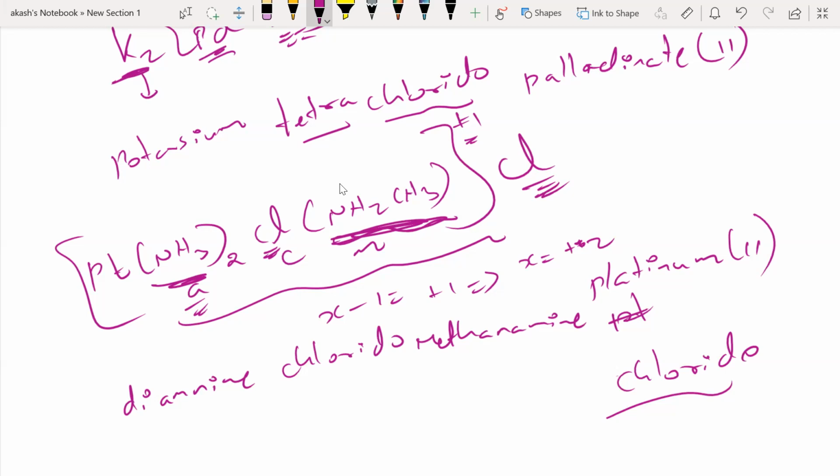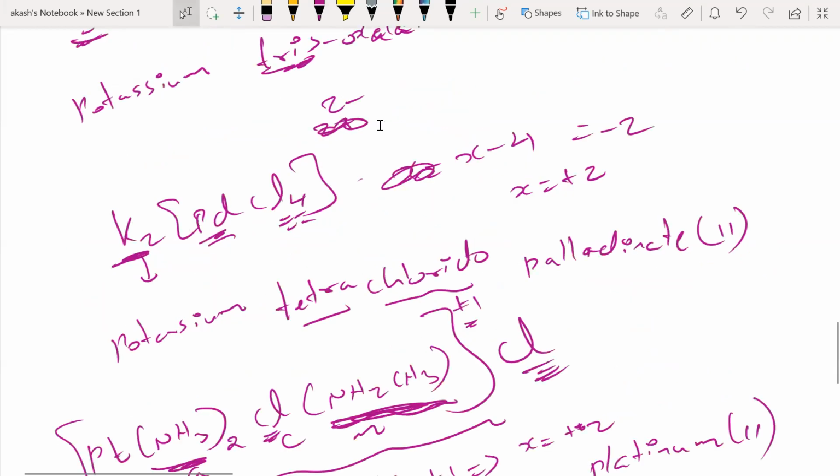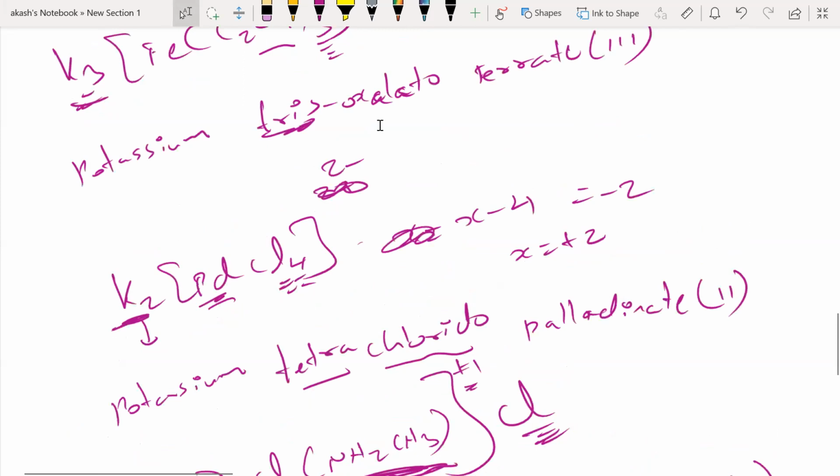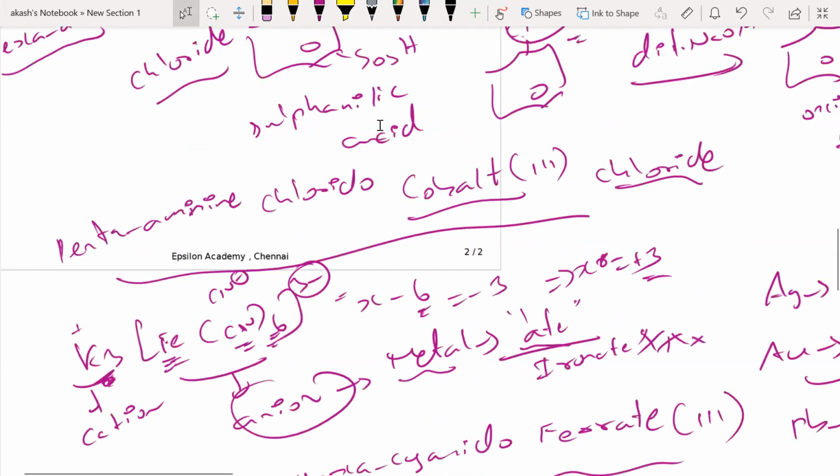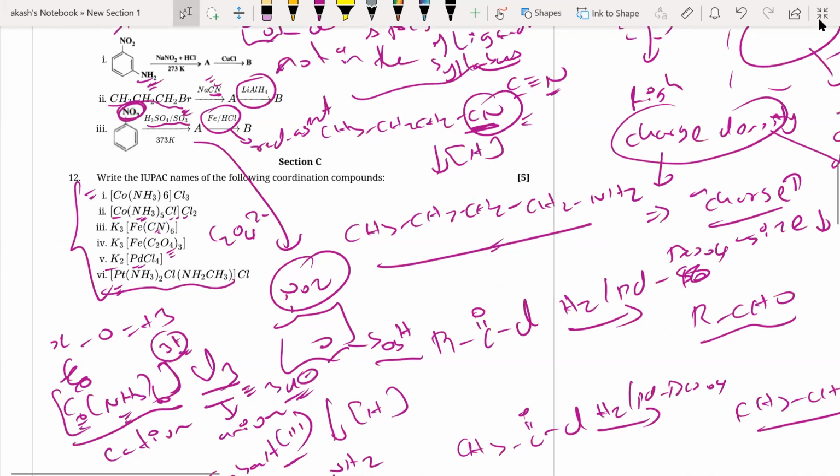Okay. So I think all the names are done. Now it's a very good revision. All types of compounds, however the names you have to give, it's given to you. Any other question? Specifically, do you have any doubts anywhere else?